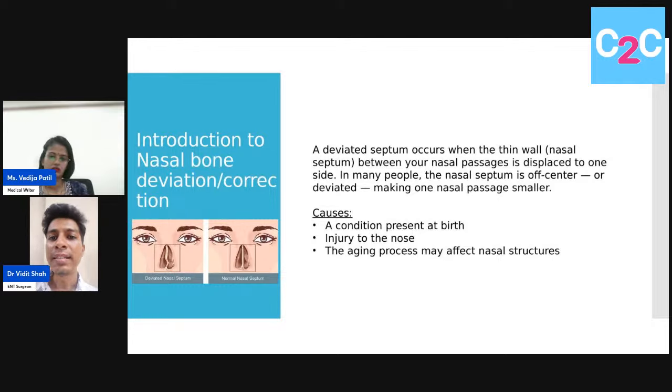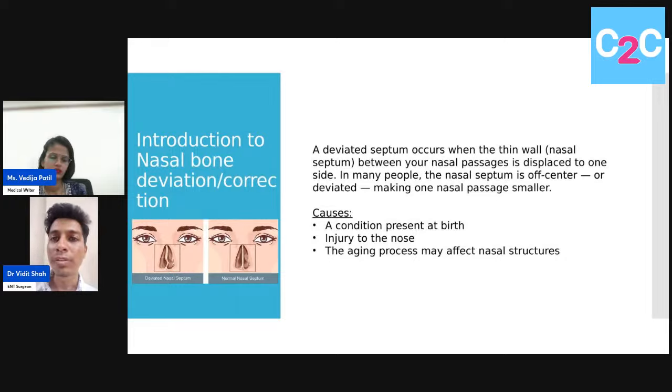In many people, the nasal septum is off the center or deviated, making one nasal passage smaller. Or you can say that patients who have gross nasal bone deviations feel they're only breathing through one nostril and the other is always blocked. So this is what they mean by one nasal passage becoming smaller, because the nasal bone is deviated to that side. The causes could be that it is present at birth, no doubt.